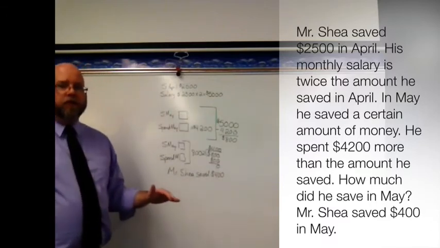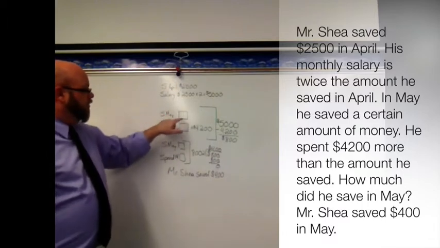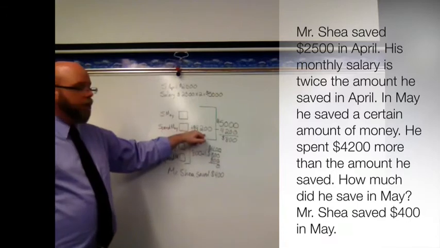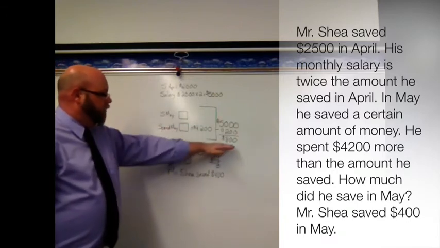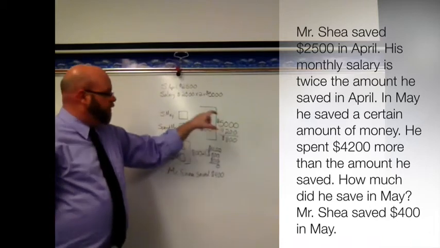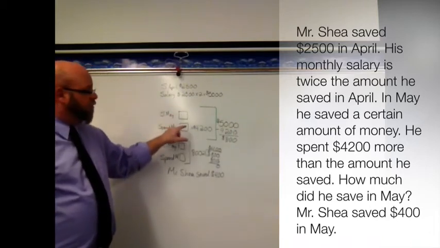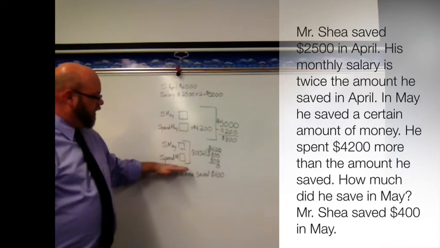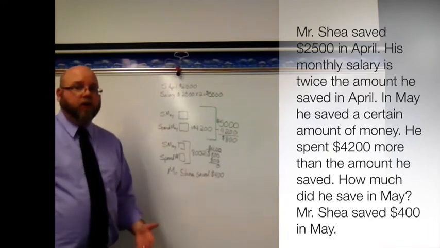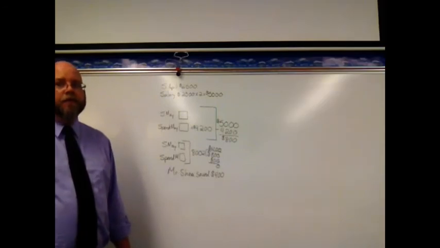Again, we drew the bar, the bar models, just to show us what was happening in the story. We knew that he had saved a certain amount, plus spent it for his spendings. And then to figure that out, we took the difference between his salary and his spendings. We could find out how much he had saved, plus a little extra. Divide that out by 2. Find that Mr. Shea saved $400 in the month of May.